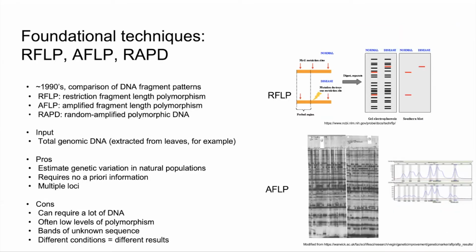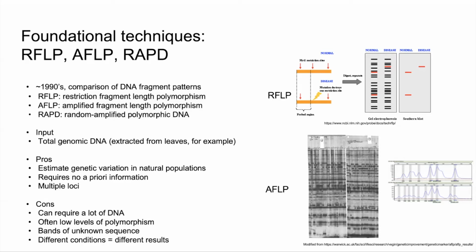So from there, I want to move on to talking about other methods that use enzymes in different ways. So RFLP, AFLP, and RAPDs. Some of these use enzymes, not all of them. And these are all kind of coming onto the scene in the 1990s. And basically what they all have in common is that they're comparing DNA fragment patterns.